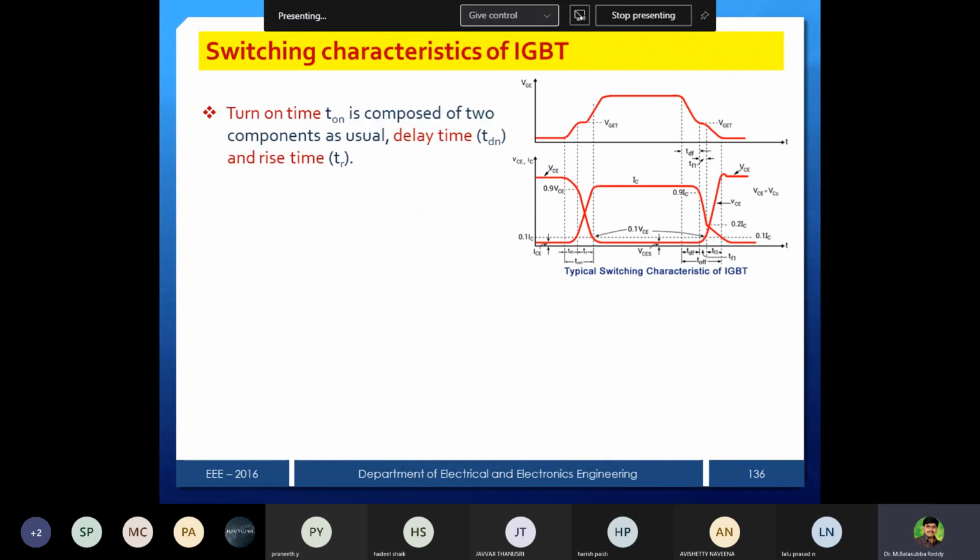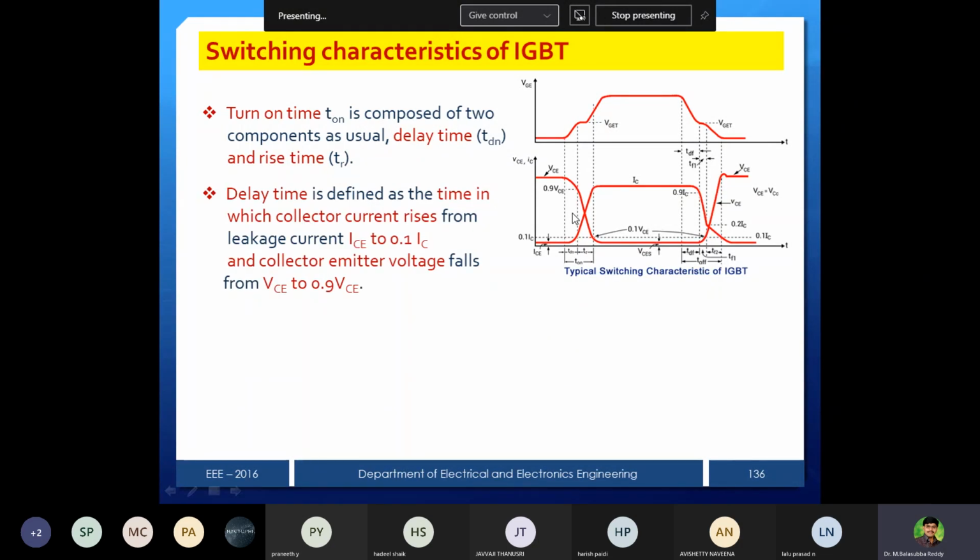That I also mentioned here in the theory part. Turn on time is usually delay time and then rise time. Delay time is defined as the time in which collector current rises from leakage current to 10%. You can see the collector current rises from leakage current or a very small current because it is under forward bias condition, and from that to 10% of its final value. And also you can notice the collector emitter voltage falls from rated to 90% of its final value. So that we call the delay time.